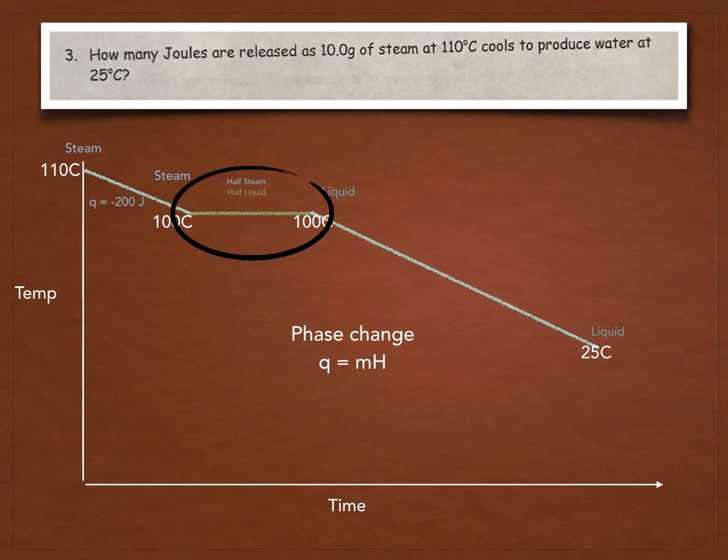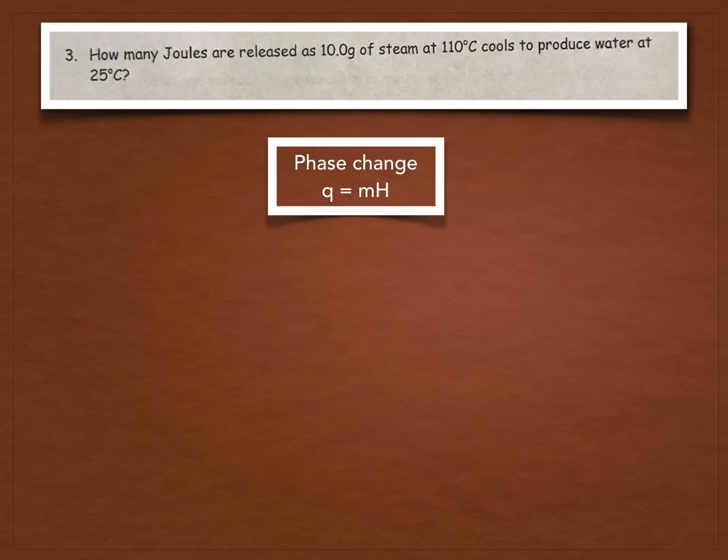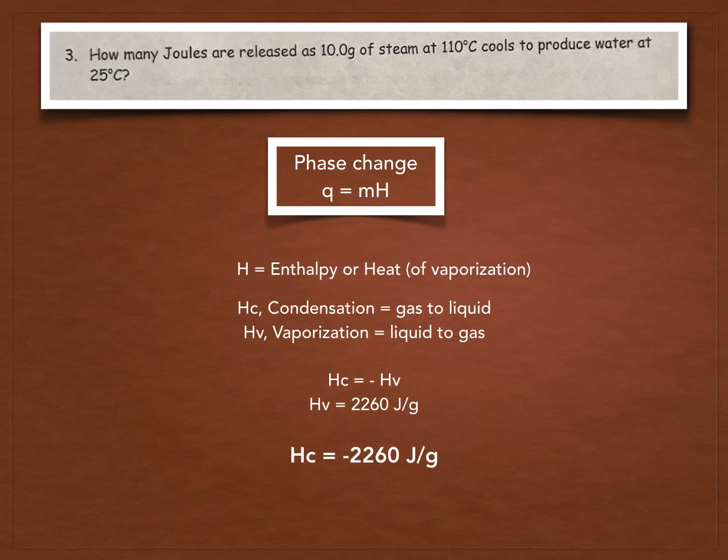To find your second Q value, your heat absorbed, notice that the line is horizontal. This means there is no change in temperature. Therefore, the phase is changing and we'll use the equation Q equals mH. H, enthalpy, is the heat absorbed during a phase change. In this case, the phase change is condensation, gas to liquid.